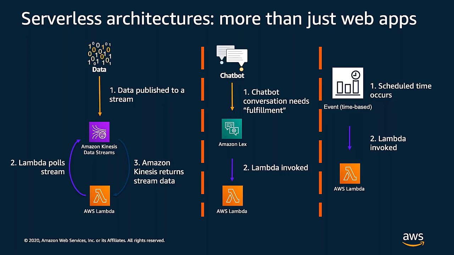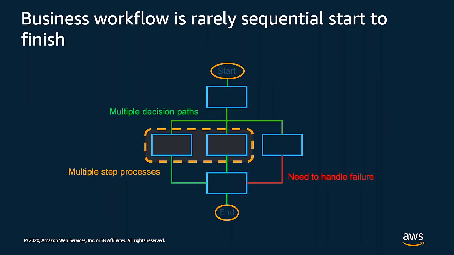It's also worth noting that an event can just be the passage of time. You can use CloudWatch events, and when a scheduled time occurs, you can invoke your Lambda function this way. This is typically very useful for IT infrastructure management, tasks that need to be run on an hourly, daily, weekly, or other repeating basis. So we've discussed individual Lambda functions, but a business workflow is rarely a single function and it's rarely sequential start to finish. For example, you can have multiple branching decision paths in your application, multi-step processes that need to complete together, and a need to handle failure.